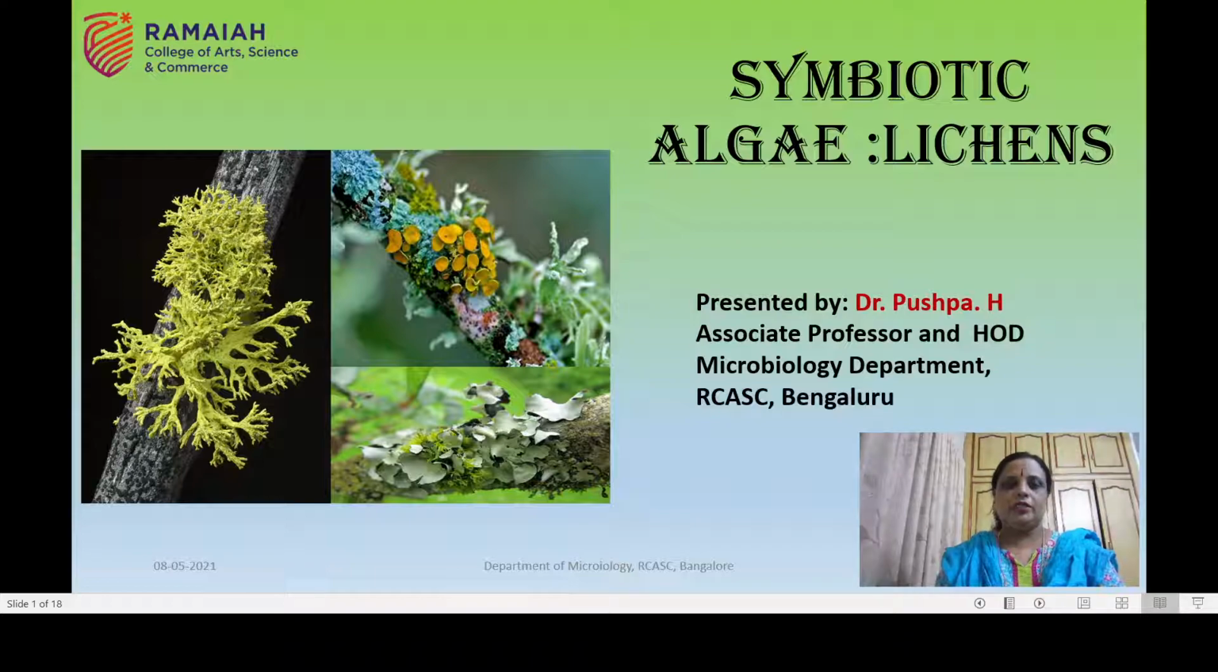Hello students. In my last class we started with the study of algae, where we studied about the general features of the algae, and also we studied some of the type studies under the different divisions in algae. So today let us study about some of the symbiotic algae. Today we shall discuss about lichens.